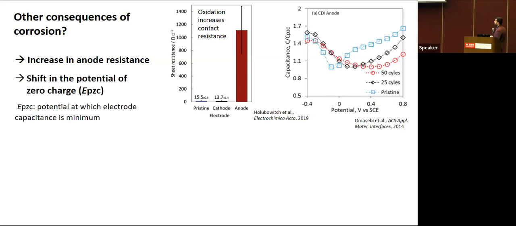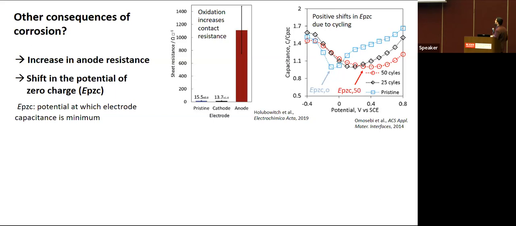Another consequence of corrosion is a shift in a parameter called the potential of zero charge, EPZC. EPZC is an electrochemical surface property that determines the capacity of electrodes to adsorb charged species. In this figure, the EPZC is determined from the capacitance versus potential profile. The EPZC of pristine carbon before CDI cycling is about negative 200 millivolts. It's the potential at which the capacitance of the electrode is minimum. Due to cycling, when carbon is oxidized, negative surface charge forms in the electrodes.